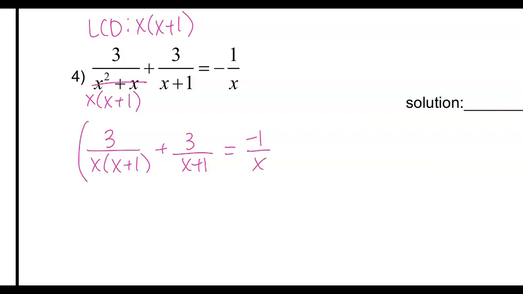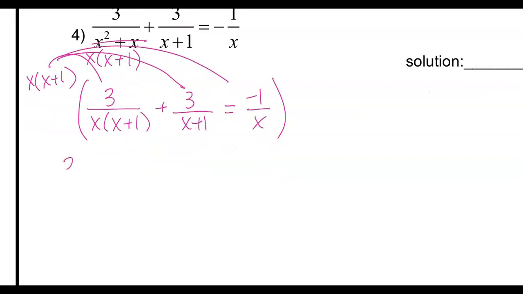I'm going to take this entire problem, everything, and multiply it by x times x plus 1. I do the exact same process, exact same steps when you get to pre-cal. So I'm going to take this and distribute it to each numerator. So let me rewrite what I have.